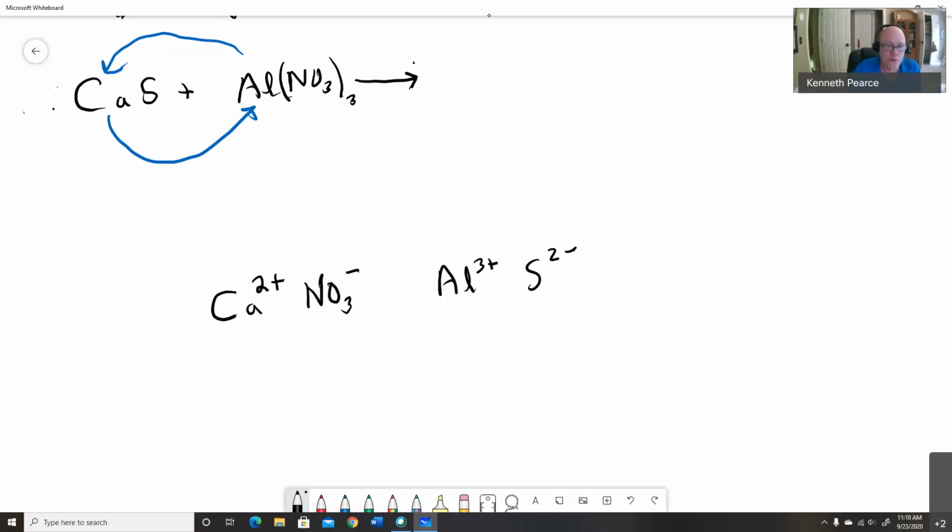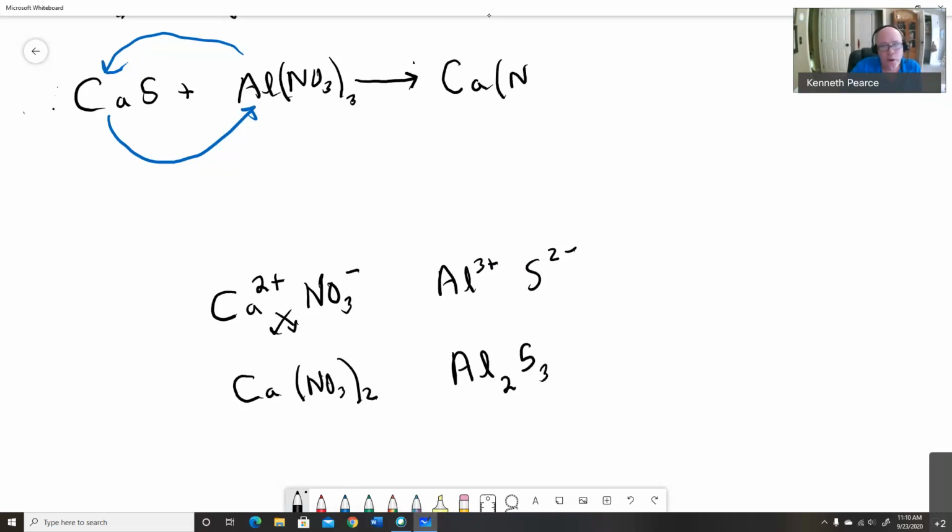And of course, if we put these together, we're going to have to swap the charges. And now this becomes calcium NO3 with the 2, because the 2 came down from the calcium. And the same thing is going to happen over here. The 2 is going to swap down onto the aluminum, and a 3 is going to swap down onto the sulfide. So now we have the correct charge balanced products. And so we'll go ahead and put those, carefully copying it down, in as the products.